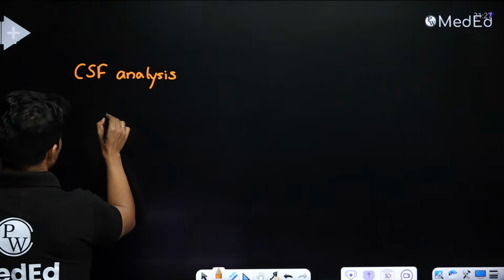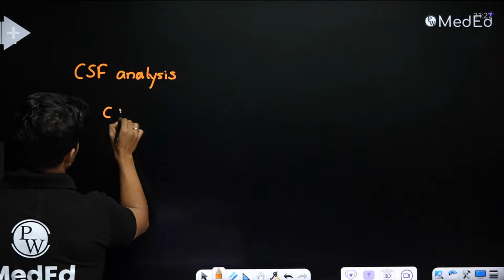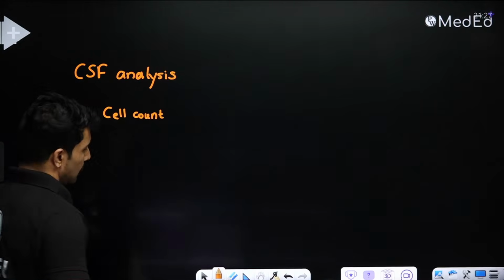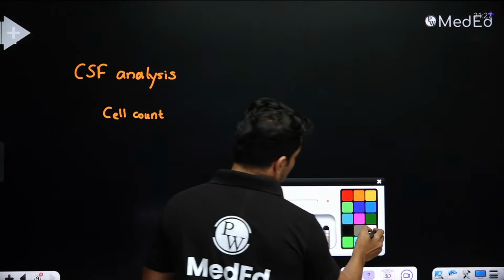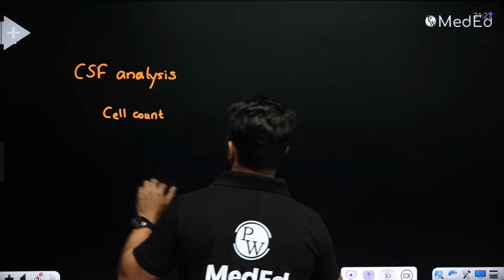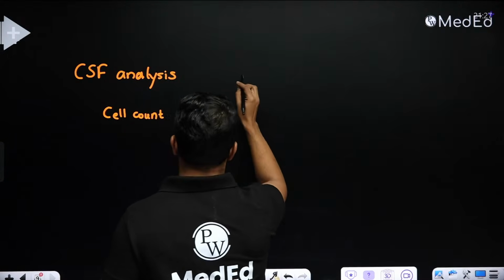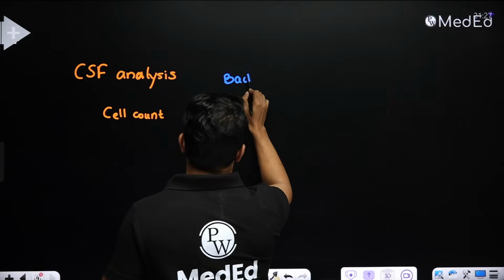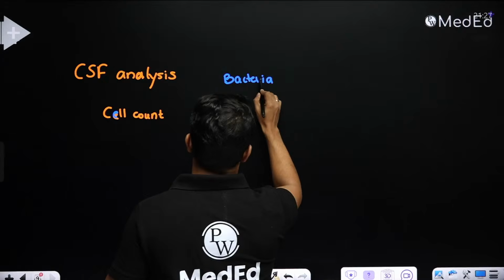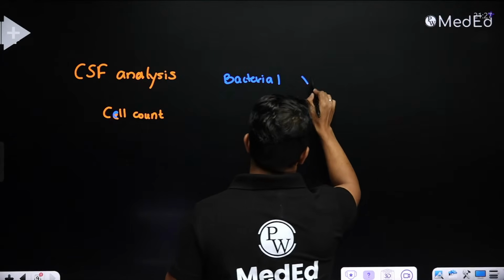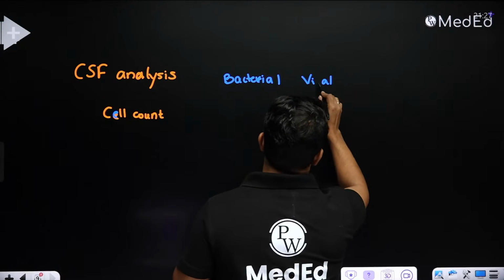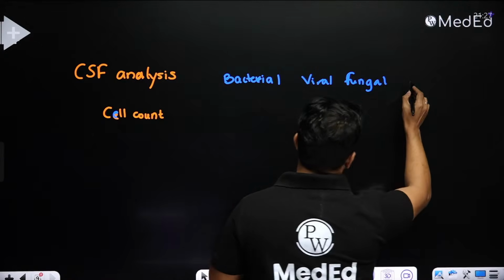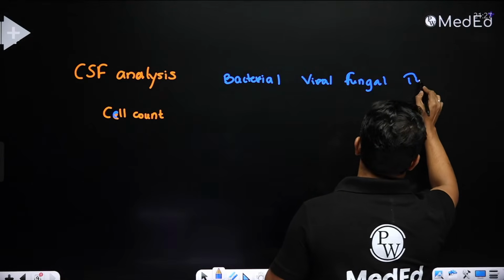So in the CSF, the first thing I should look for is the cell count. What is a normal cell count? The normal cell count in the CSF is usually less than 5. But in case of bacterial, viral, fungal and tubercular infections, it is usually increased.